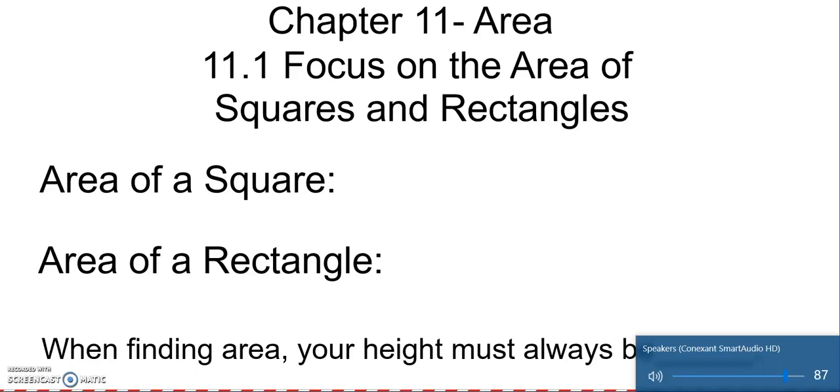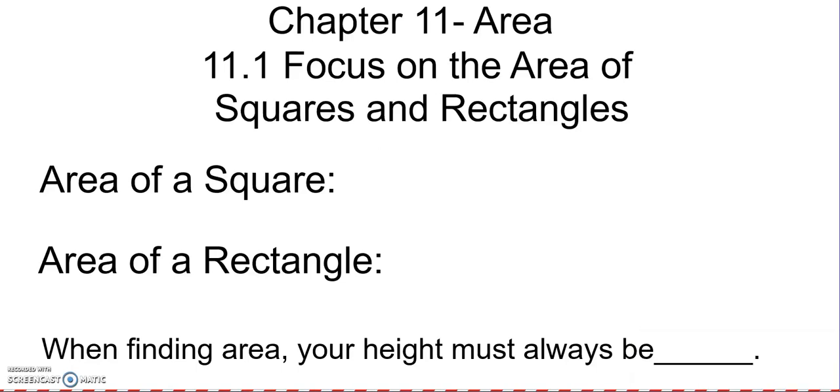Hey everybody, and welcome to Chapter 11, which is all about area. And this video is focusing specifically on the area of squares and rectangles, which is why I thought it would be a good flipped video after your test.